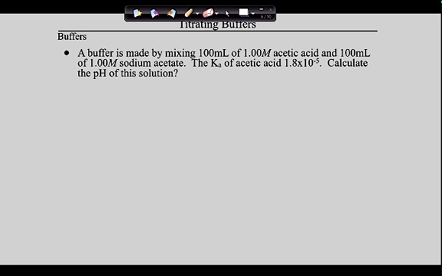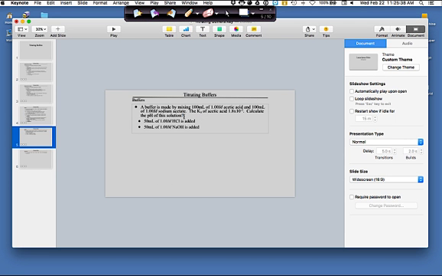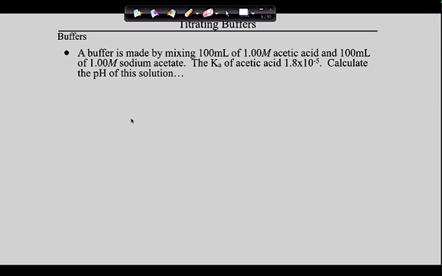It says a buffer is made by mixing 100 milliliters of 1 molar acetic acid with 100 milliliters of 1 molar sodium acetate. We already know the Ka of acetic acid is 1.8 times 10 to the negative fifth. Then it says calculate the pH of the solution, and that actually shouldn't be a question mark. It's probably better represented as a series of dots. So calculate the pH of the solution when?